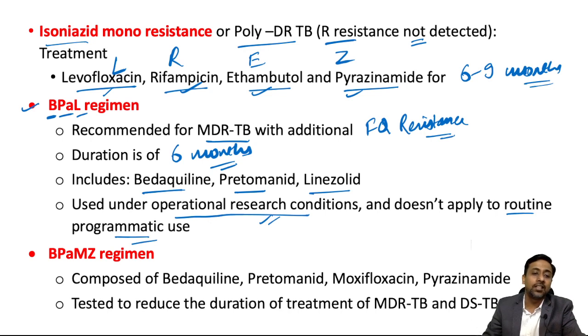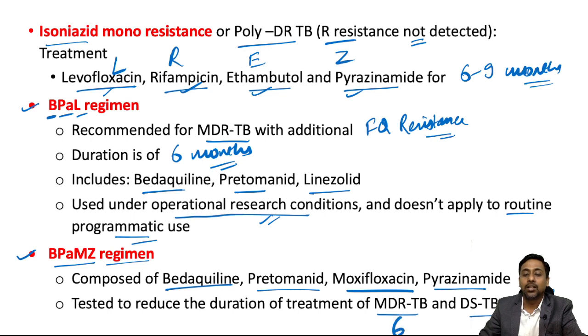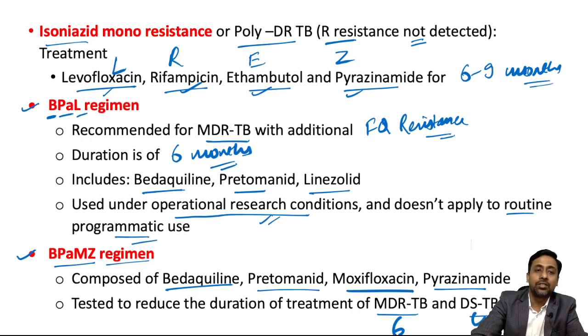Okay, and then there is another regimen which is under trial, that is the BPaMZ regimen. It includes bedaquiline, pretomanid, moxifloxacin and pyrazinamide, and it's tested to reduce the duration of treatment of MDR-TB and DS-TB to 6 months and 4 months respectively. Okay, they want to reduce the duration of treatment for MDR-TB by changing the regimen from the longer duration to bedaquiline, pretomanid, moxifloxacin and pyrazinamide, reducing it to 6 months, and reducing drug sensitive TB to 4 months. Okay, so these are the treatments for drug resistant tuberculosis.